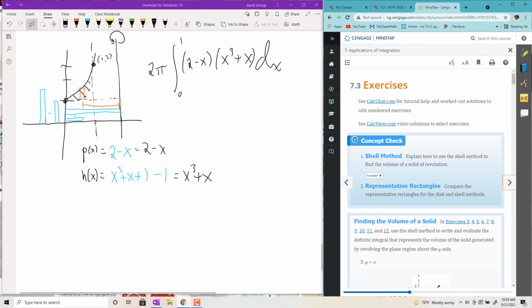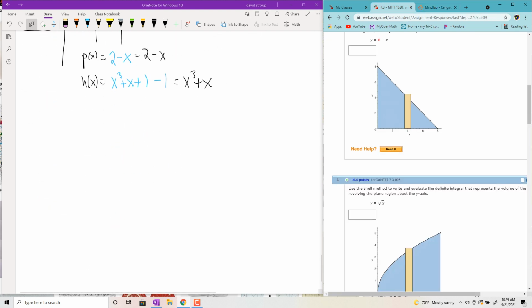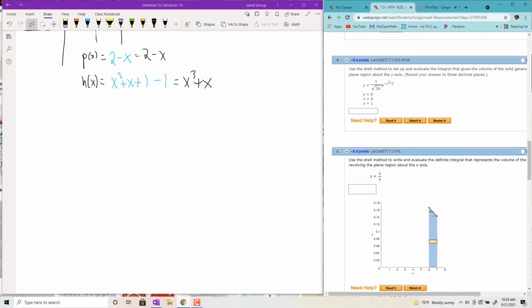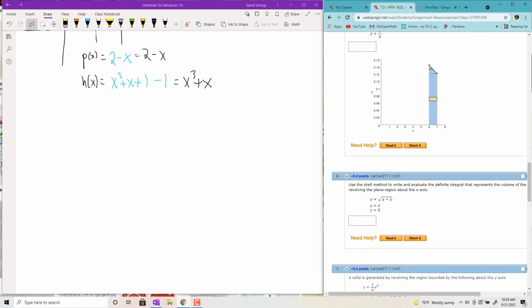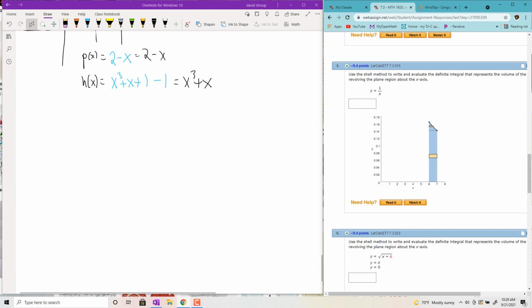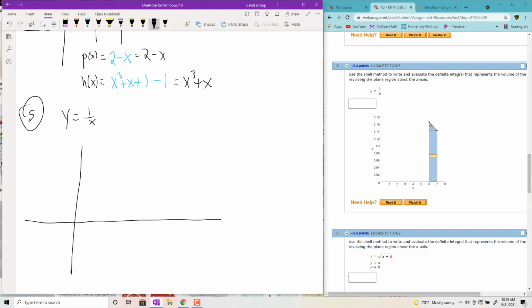That's really all the book has as far as examples. Let's maybe dive in a bit to the homework and see what we're dealing with. Okay, so number 5 looks kind of nasty. Use the shell method to write and evaluate the integral for this region revolving about the x-axis, y equals 1 over x. And we're here going from 6 to 7 on the x-axis.